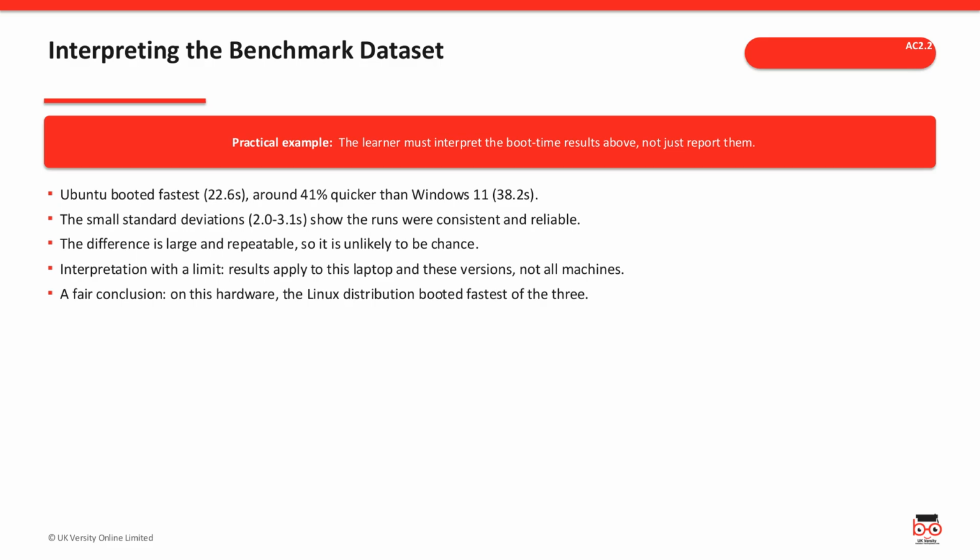The real skill here is interpreting these results, not just reporting them. Ubuntu booted fastest at 22.6 seconds, around 41% quicker than Windows 11. And the small standard deviations tell us the runs were consistent and reliable. Because the difference is both large and repeatable, it's unlikely to be down to chance. But a fair interpretation notes its limits. This applies to this laptop and these versions, not to every machine. So on this hardware, the Linux distribution booted fastest of the 3.